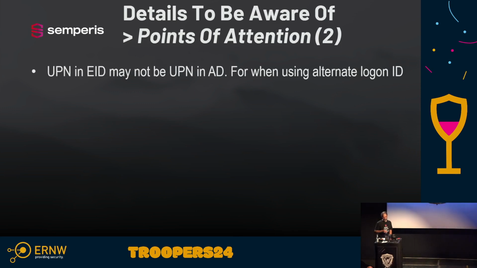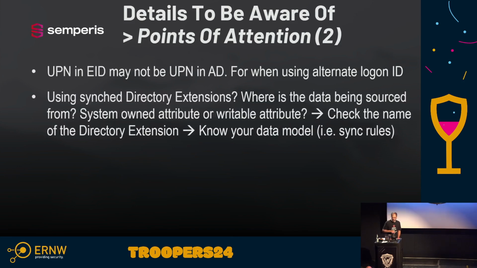UPN, another one. If you use alternate logon ID, it might not be the same UPN, so all kinds of variations. Directory extensions. There's also something to think about. You can determine the directory extension based on the last part of the attribute name, but then again, my challenge was, how can I dynamically determine all kinds of stuff? And this was really tough, because then I would need to maintain some kind of a list, so it's tough.